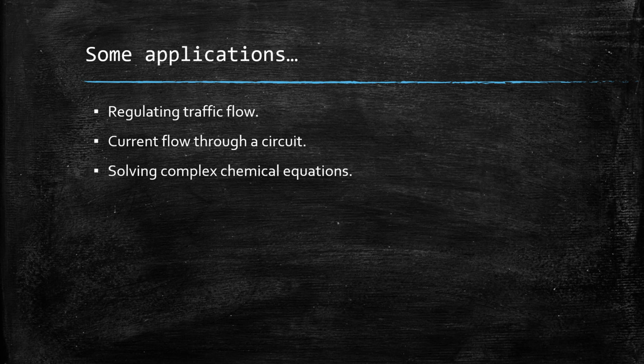An important industrial application of linear algebra is analysis of flow regulation. It involves modeling of problems involving flow through a network system. For example, analysis of traffic flowing through a network of streets, or solving for current flowing through a circuit. Also, we can solve complex chemical equations with the help of linear algebra.